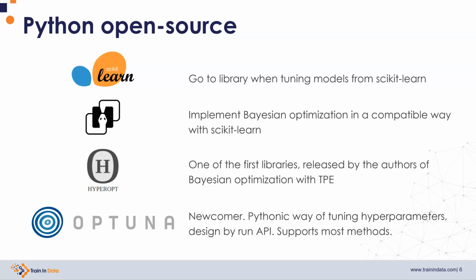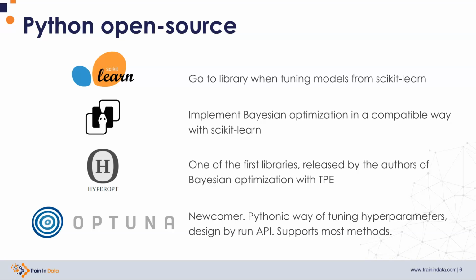And Optuna is the newcomer. The revolution with Optuna is the Pythonic way in which we write the code to tune the hyperparameters. It uses a define-by-run API that basically allows us to sample for hyperparameters as we write the code instead of creating hyperparameter spaces. And Optuna also supports most of the hyperparameter search algorithms that we discussed so far.